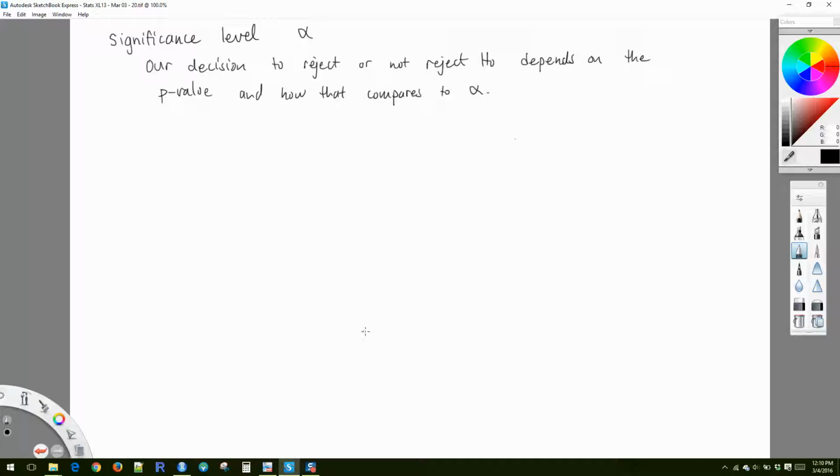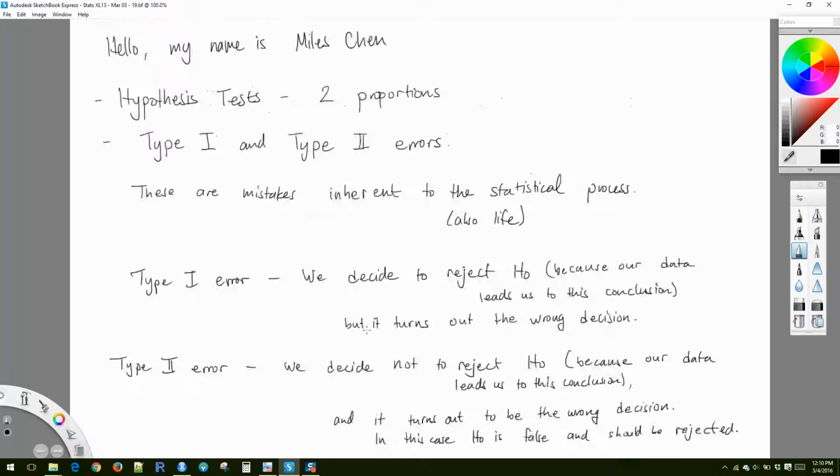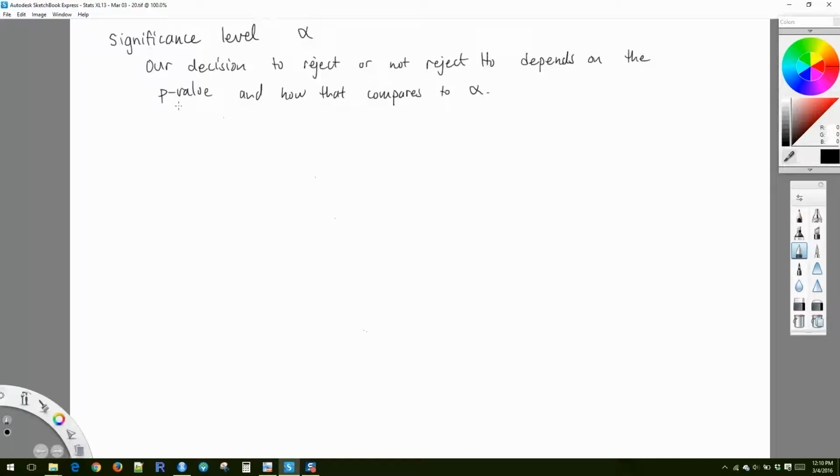Okay, so what is the p-value? The p-value is a probability, and it's the probability of what? That you'll get an outcome when the null is true. Yeah, that you'll get the data that we observed, or something more extreme, if the null hypothesis is true. Okay, so our decision to reject or not reject depends on our p-value and how that compares to alpha.